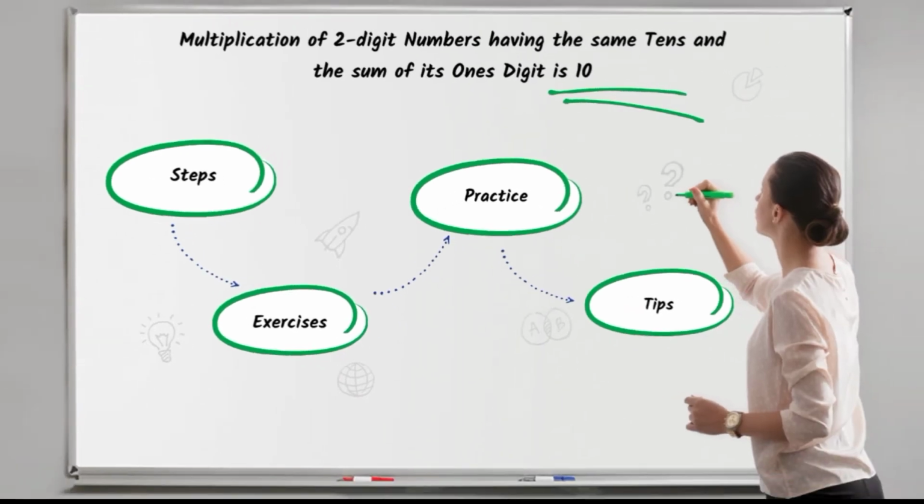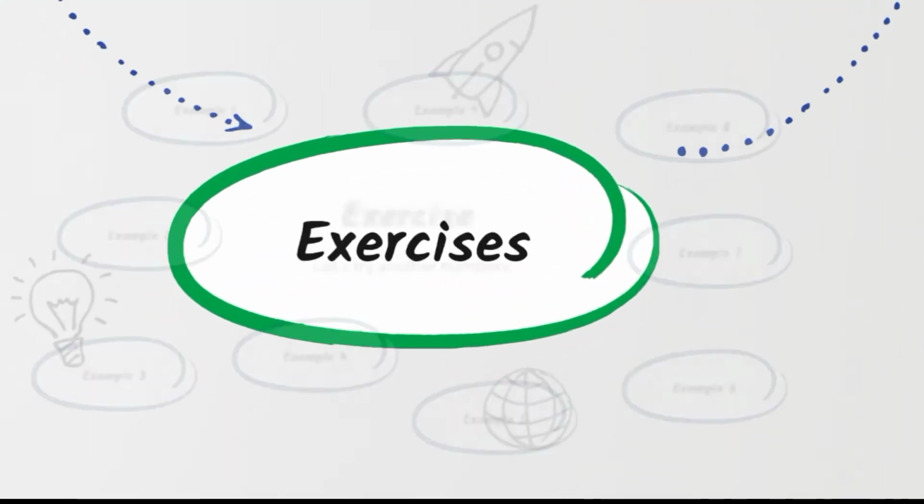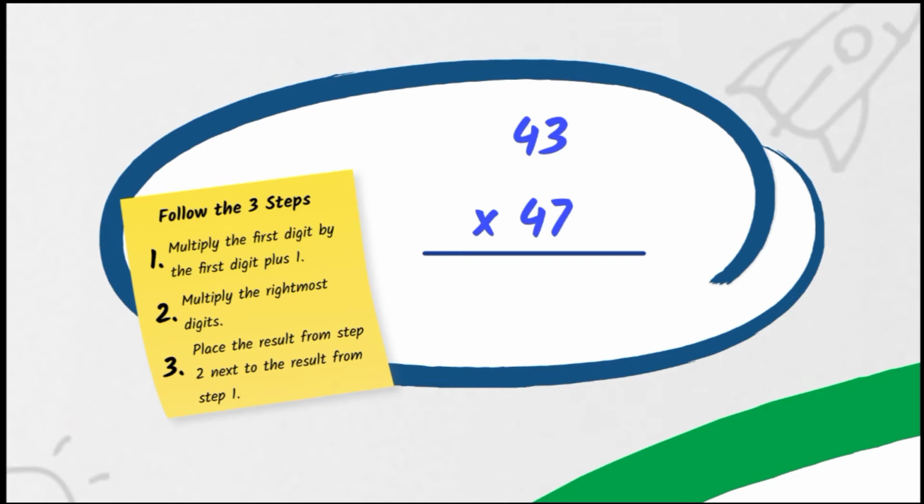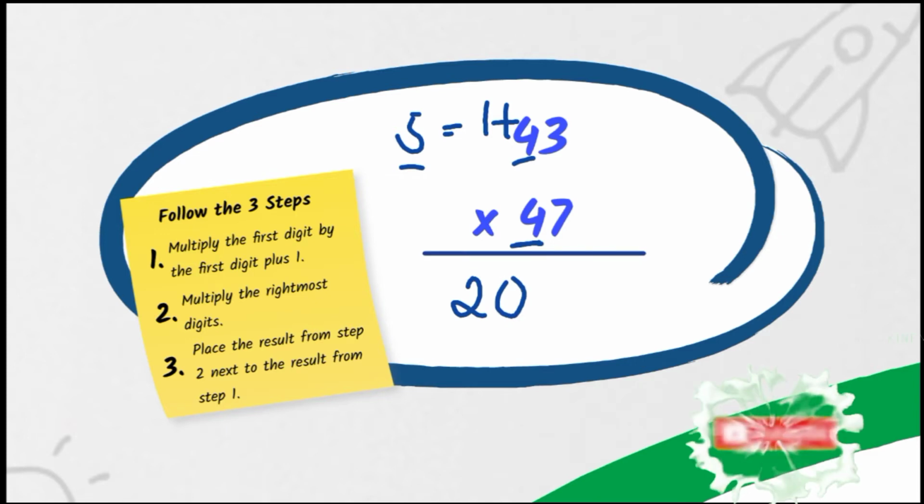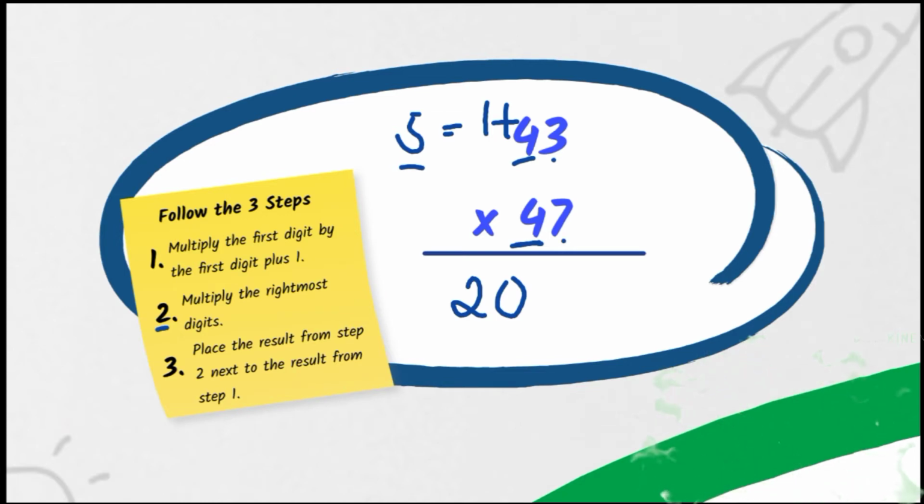Alright, let's do more exercises. For example, number 1, we have 47 times 43. Step 1, multiply the tens digit by the tens digit plus 1. Our tens digit here is 4. Add 1 first before you multiply it by 4. 4 times 5 is equal to 20. And step 2, multiply the rightmost digits. The rightmost digits here are 3 and 7. So 7 times 3 is equal to 21. So 47 times 43 is equal to 2021.